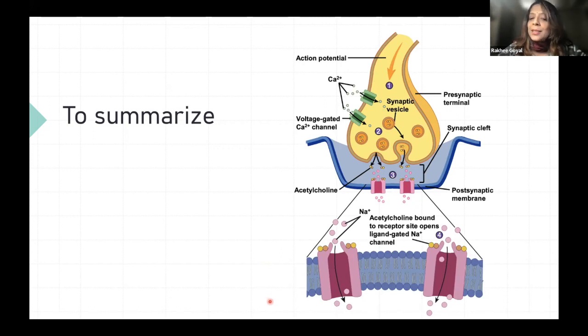So step by step, it's a simple process. There are just 3 parts: one calcium channel, one sodium channel, and acetylcholine that flows from the nerve to the muscle. So a complicated diagram like earlier becomes simple when we just go step by step into it. That's all from my side, and thank you for your patient listening.